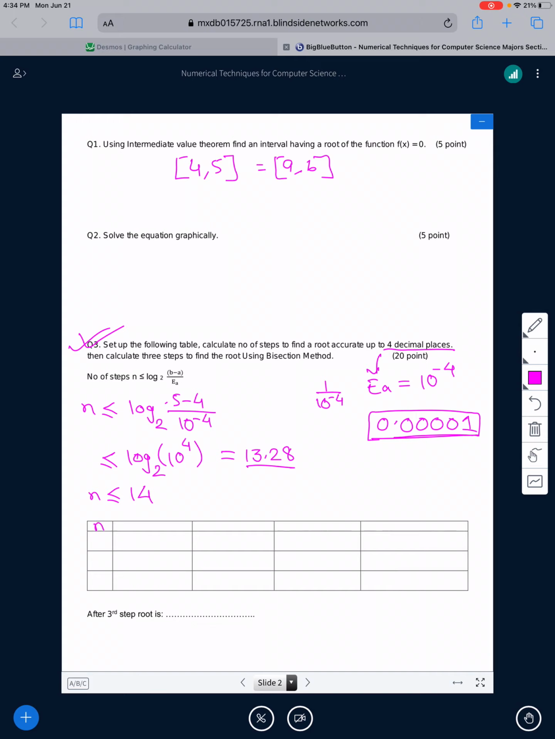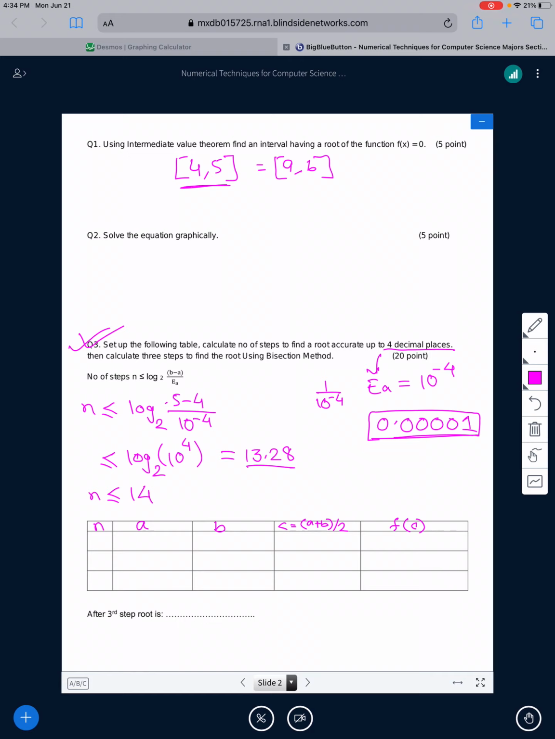A is the smaller value of the interval, the starting value of the interval. B is the ending value of the interval. That means if you are working in the interval 4 to 5, then your starting point is 4, and the interval ends at 5. C is equal to (A plus B) divided by 2, and then you need to calculate f of C to find out which one you want to replace in the next part.